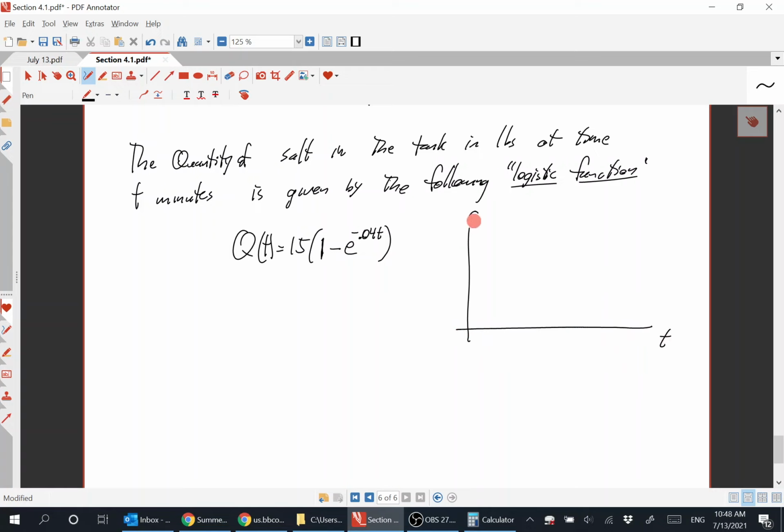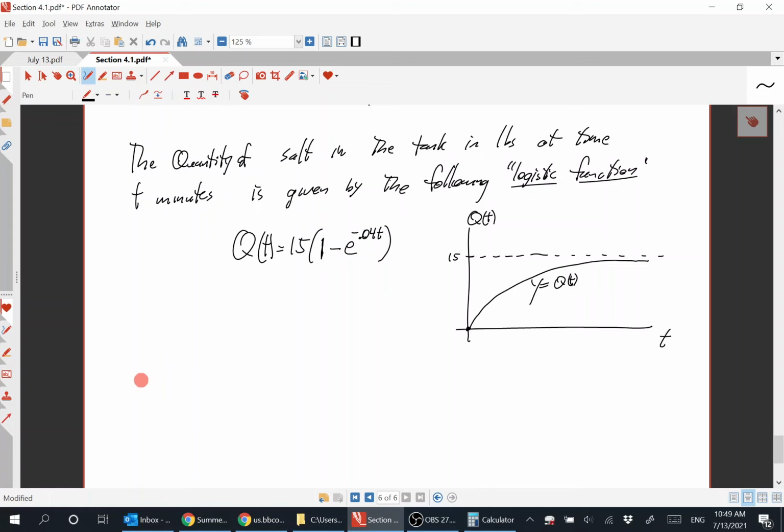So here's t, and here's q of t, and here is 15. And 15 turns out to be a horizontal asymptote, and the graph of the function looks like that. All right, so this is y equals q of t. And that's called a logistic growth function. You could also have a logistic decay function, which goes like that to a horizontal asymptote like this. But this one is a logistic growth because it's an increasing function.